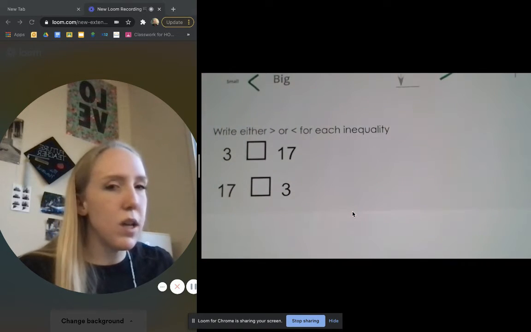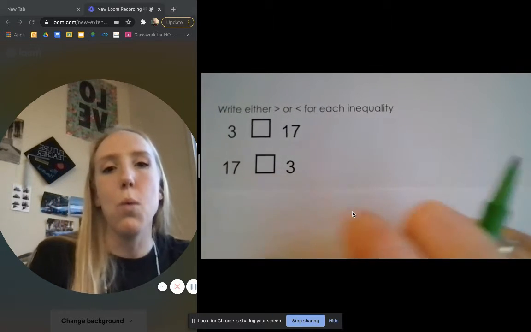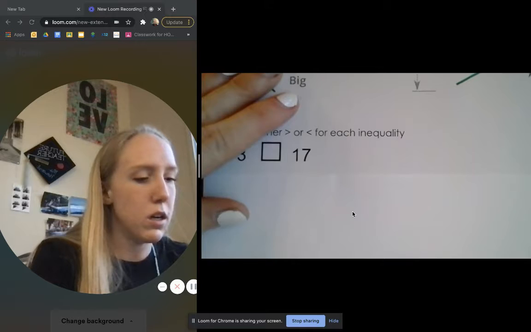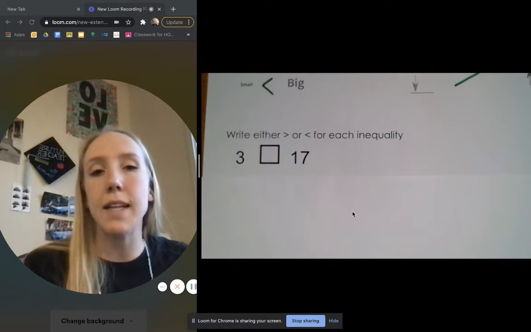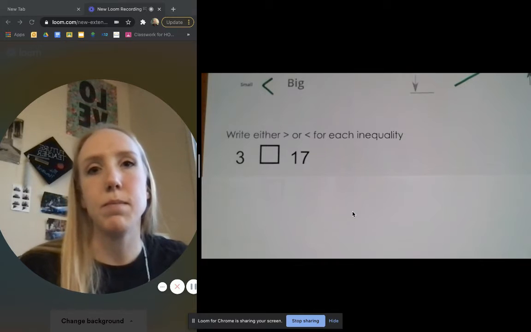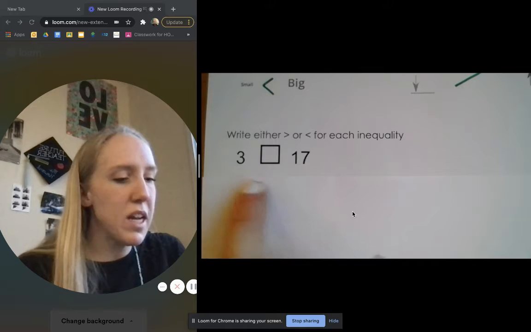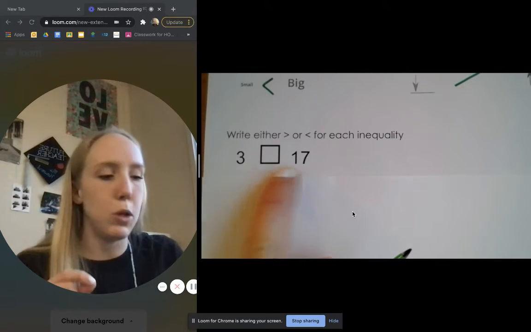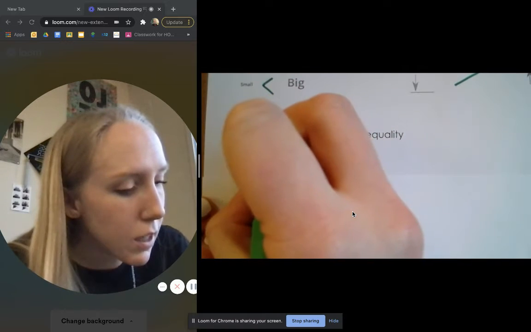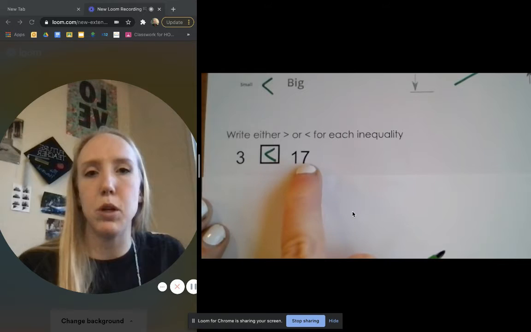So for these, we are going to write the symbol for each inequality. I want you to think about what symbol would go here. Would we use the greater than symbol or the less than symbol for this inequality? We know that these aren't equal, so we're comparing them. I know 3 is less than 17. So I'm going to put the smaller part of the symbol towards the 3, which means the little point, and then the open side is going to be to 17. The big part of the symbol goes to 17.